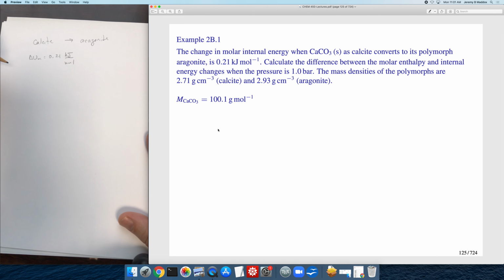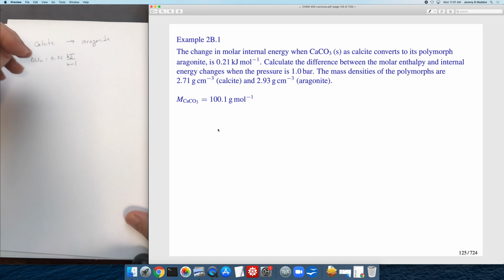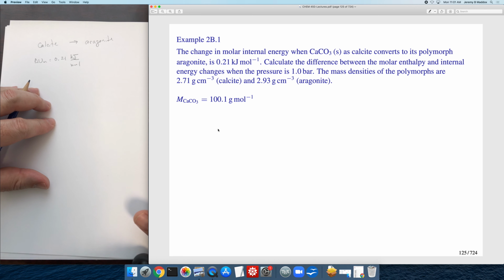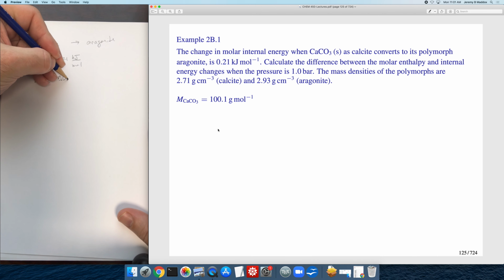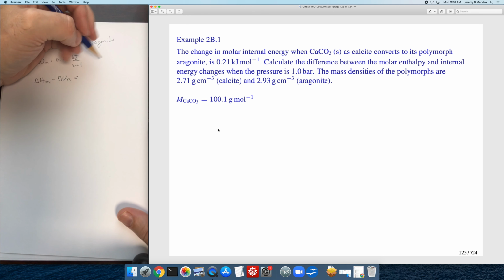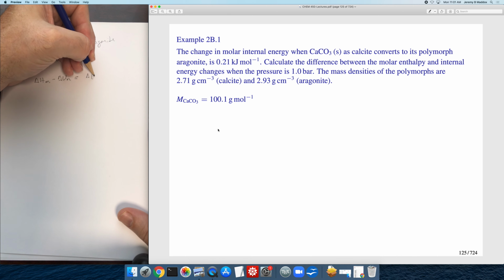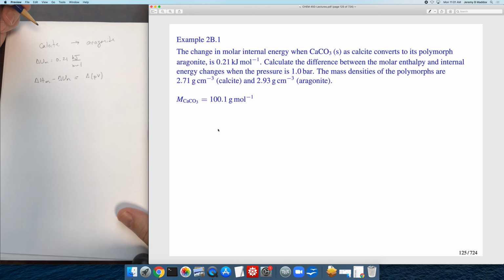We're being asked to calculate the difference between the molar enthalpy and internal energy changes when the pressure is 1 bar, and then we're given some information about the mass densities. So here we would be calculating this difference. This is what they want us to calculate. And this is going to be equal to that delta PV term here.